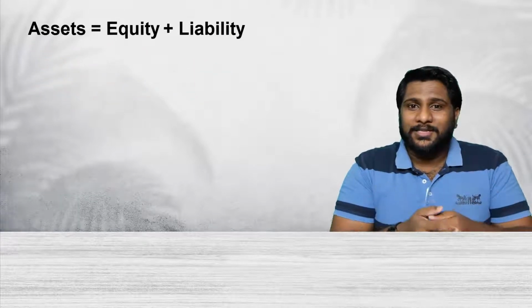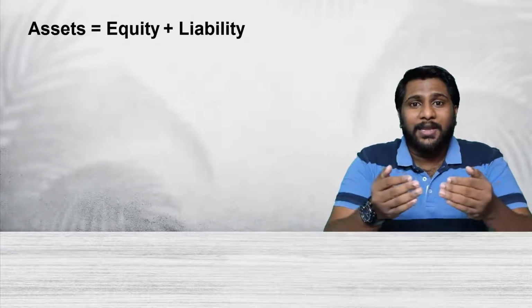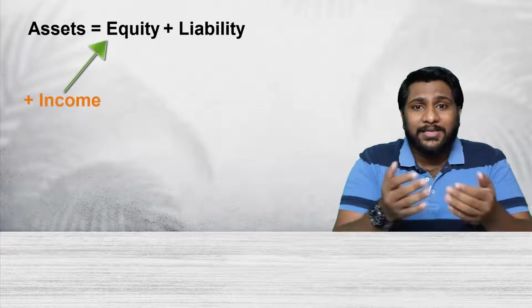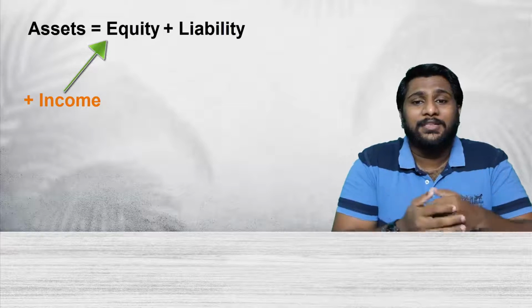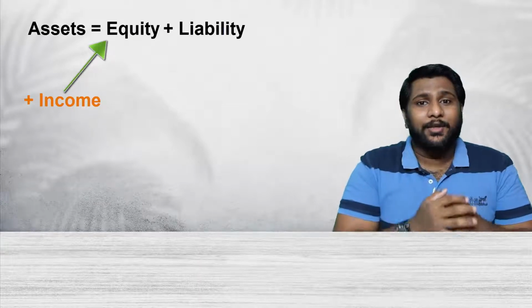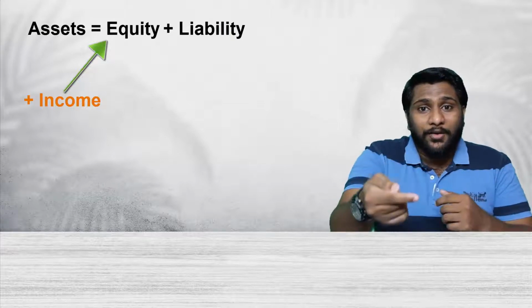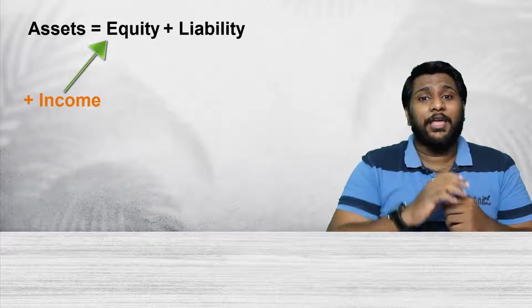So when he is doing the business, Peter is getting some income. So Peter is really happy. If Peter receives income, what will happen? Income will increase the equity. Why is that? Income is something that Peter is getting for the business that he is doing. So it will increase the equity. So Peter is really happy if he gets some income. If Peter gets income, income will increase the equity.